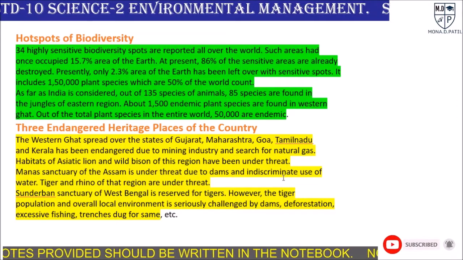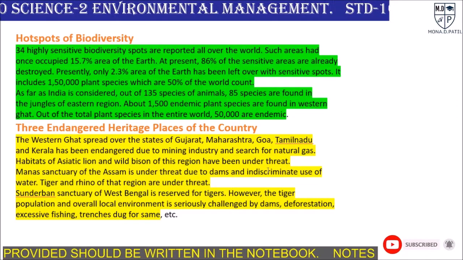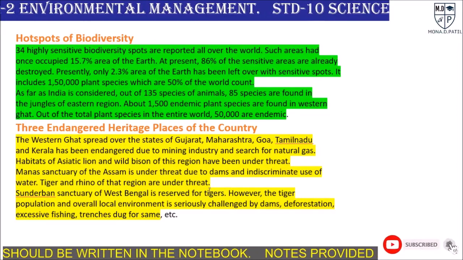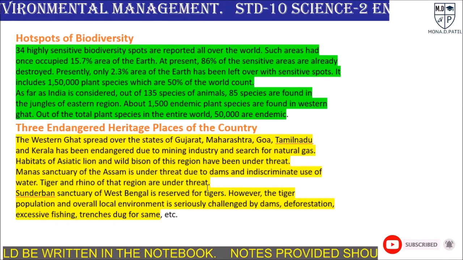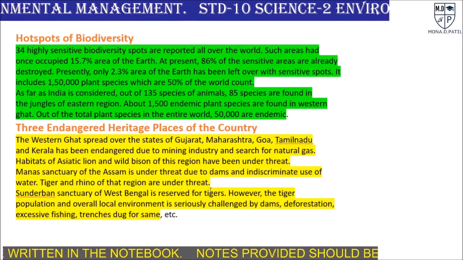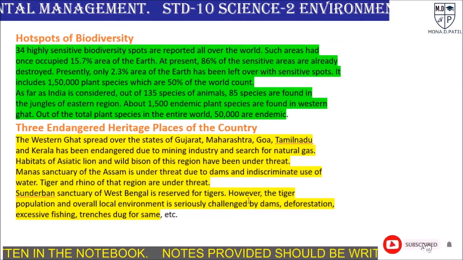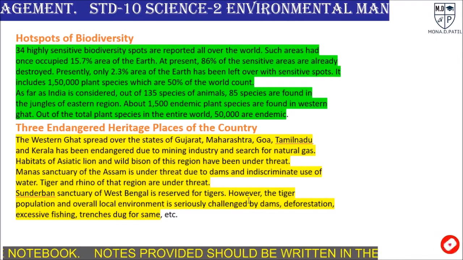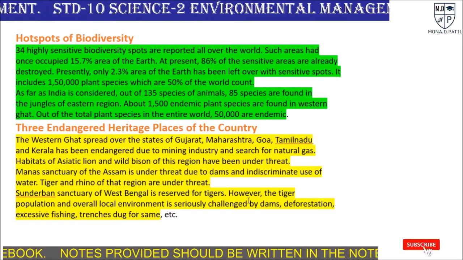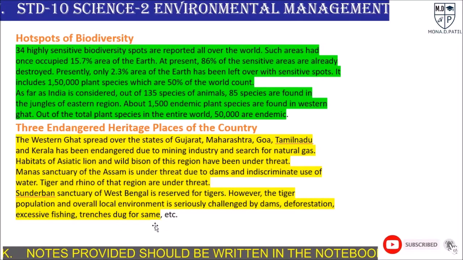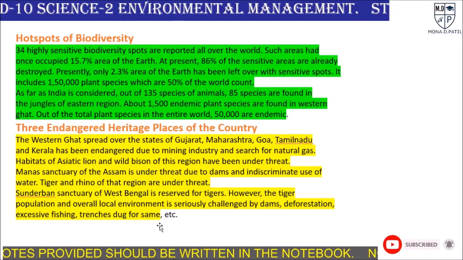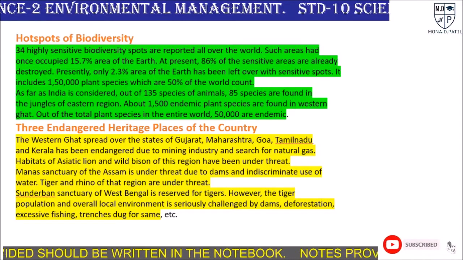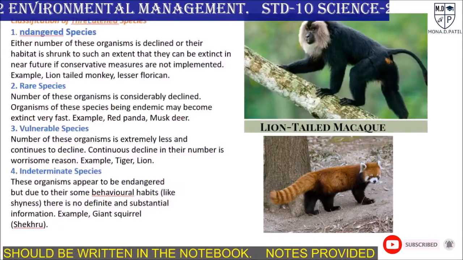Manas Sanctuary of Assam is under threat due to dams and indiscriminate use of water. Tiger and rhino of that region are under threat. Then Sundarban Sanctuary of West Bengal is reserved for tiger. However, the tiger population and overall local environment are seriously challenged by dams, deforestation, excessive fishing and trenches dug for the same, etc. Next, the classification of the threatened species.